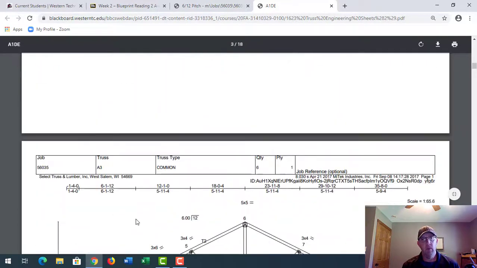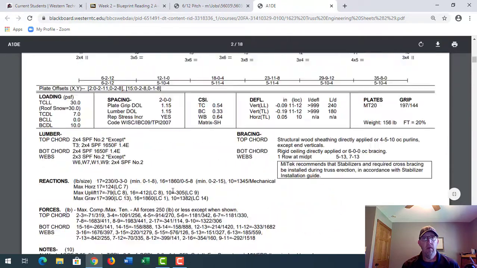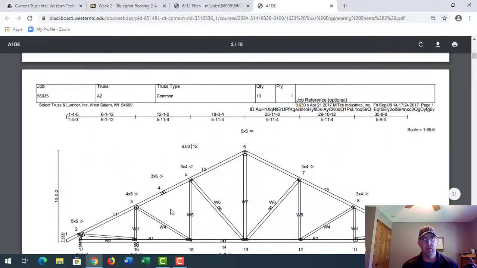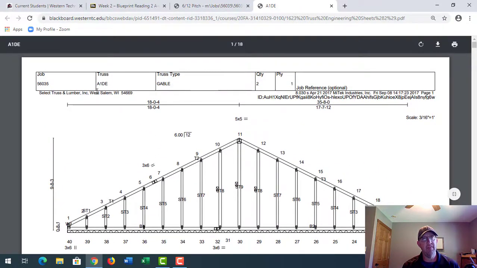listed, right? Here we have the A3s. This is what we looked at in the MyTech drawing video. Here we have A2s. This is actually a gable truss, A1DE. All right, so let's go look and see. Notice how different that looks.